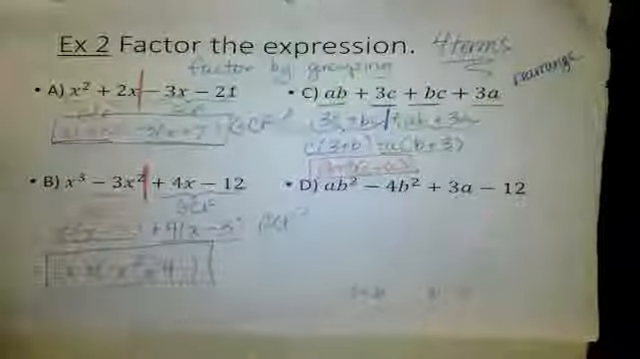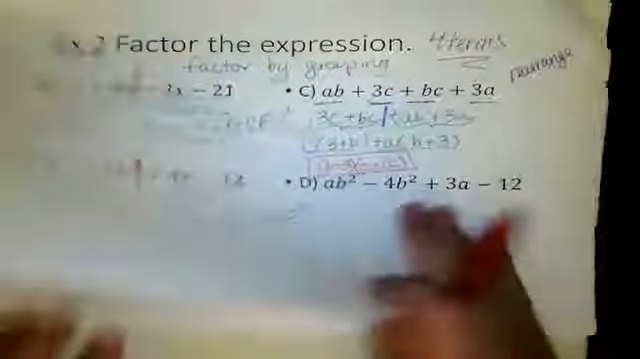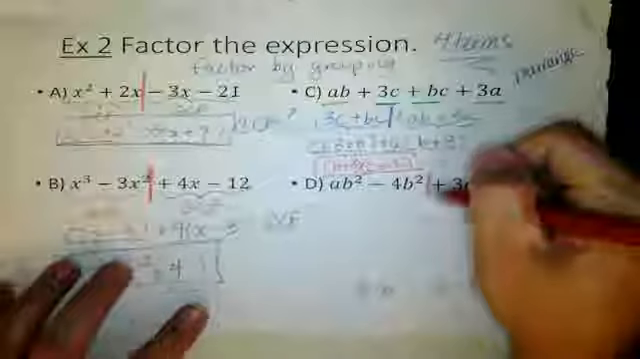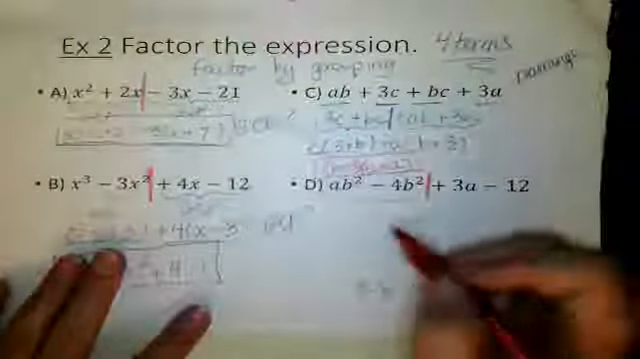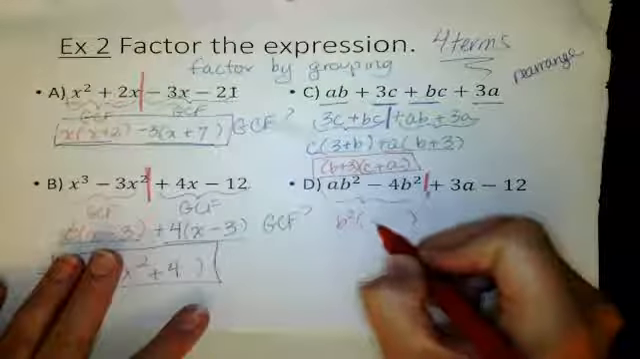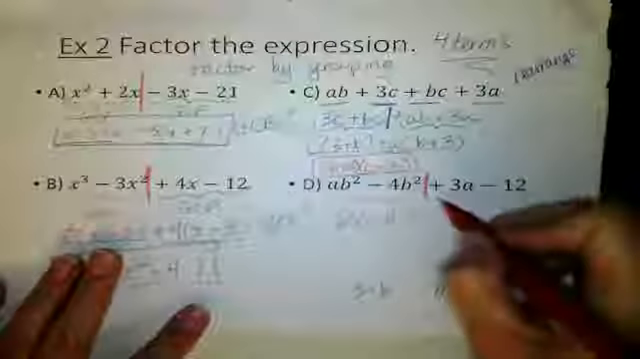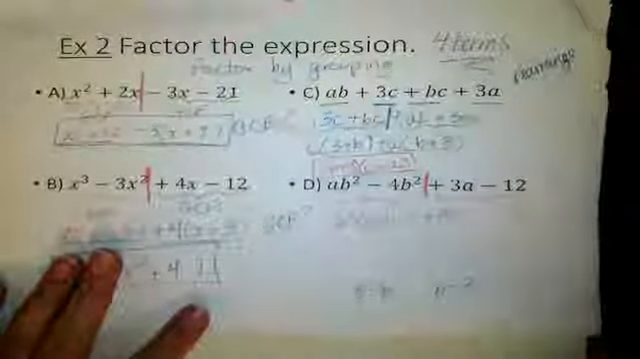Okay. Raise your hand if you think you've got this. Yeah? Okay. Last one. Which hopefully you've already done. All right. What do they have in common? B squared. What's left behind? Good. And the last two terms. A positive 3 comes out. What's left behind?